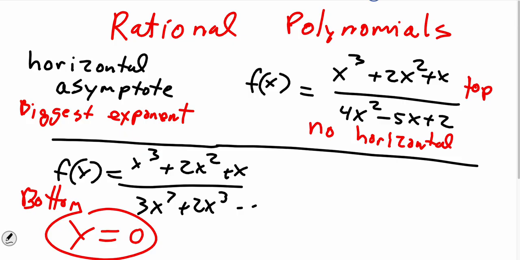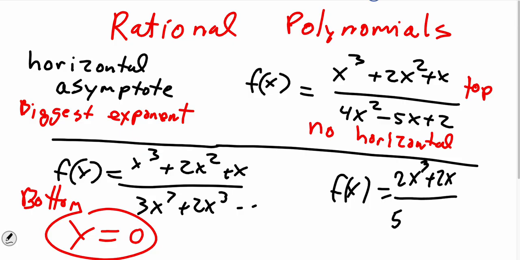They're equal. When it's the same on top, same on the bottom. So f of x equals 2x to the 3rd plus 2x over 5x to the 3rd minus 7x squared. Okay, in this case I have a 3 on top and a 3 on the bottom. It's the same on the top and the bottom. What is our horizontal asymptote this time?